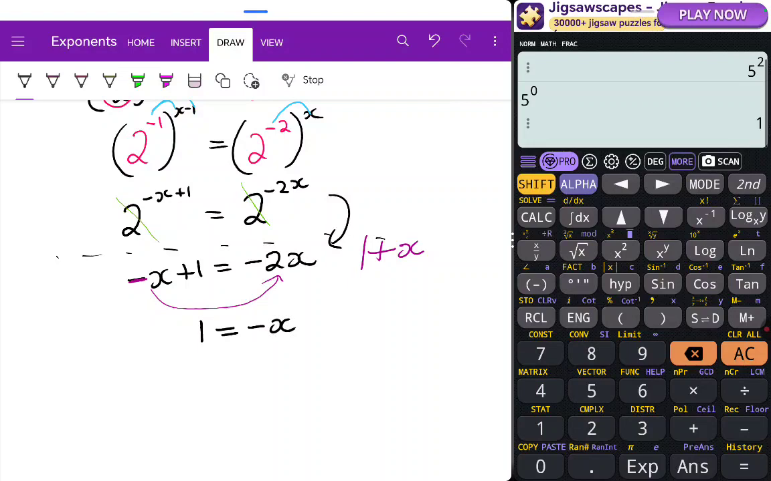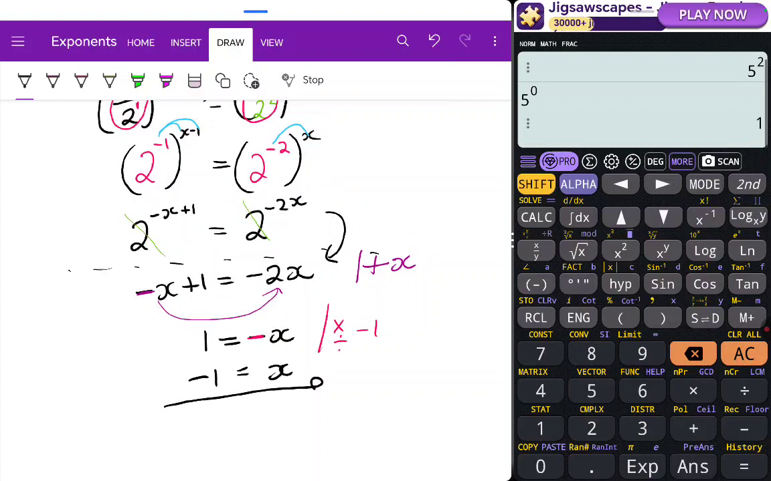It's important for you to use your calculator if you are unsure. I'm still not very happy because I have a negative sign and I want a positive sign. So you can either multiply or you can divide by negative 1. And that gives us x is equal to negative 1. That is your answer for B.